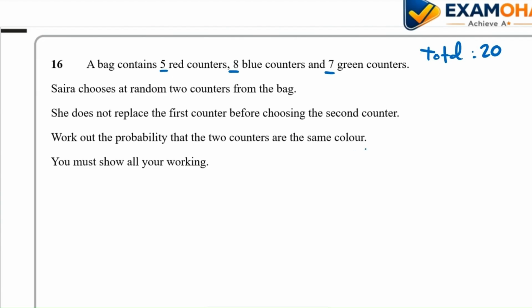When the question asks about the same colors, it's possible that we have red and red, or blue and blue, the first counter blue and the second one blue, and the other one green and then green here. So in order to do this, for the red one, we have 5 red counters and the total is 20. So what is the probability of red? Yes, that's correct. It would be 5 over 20.